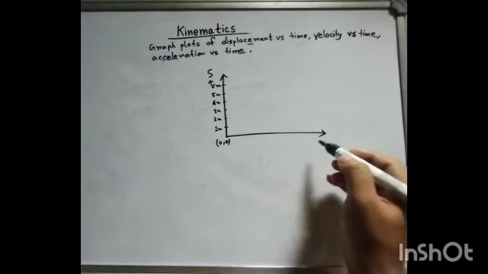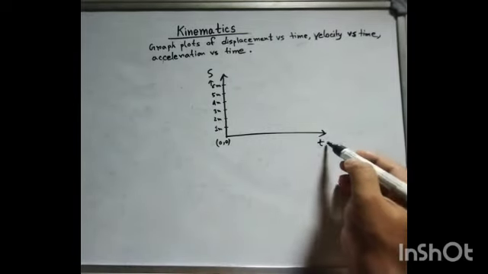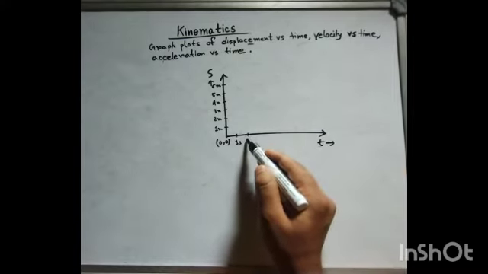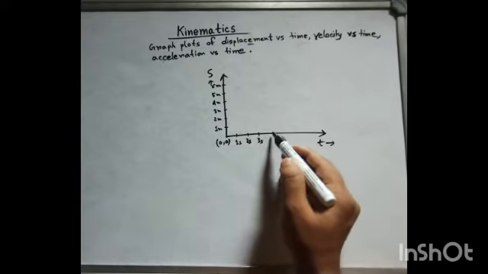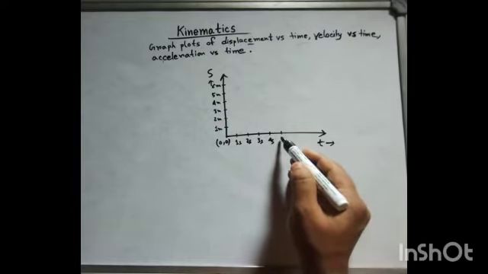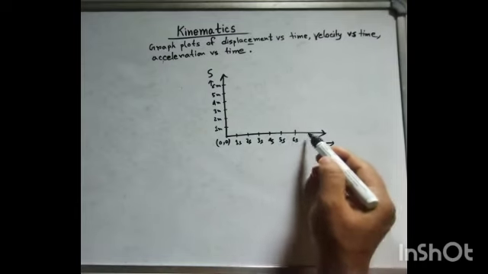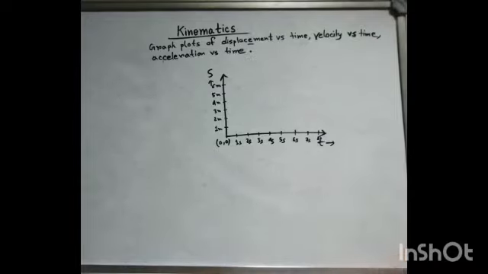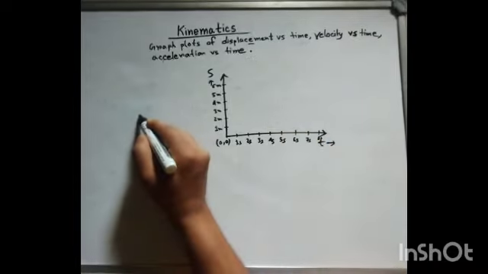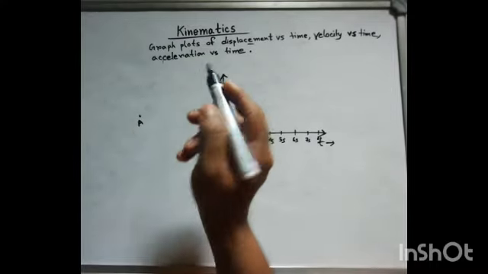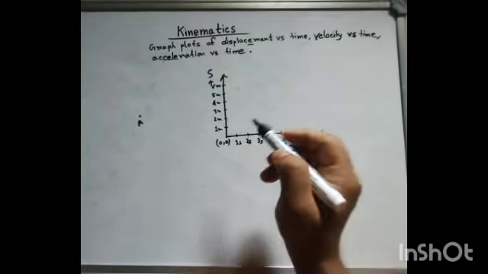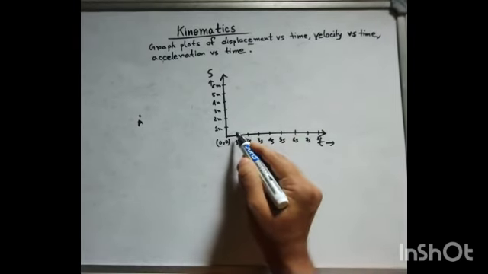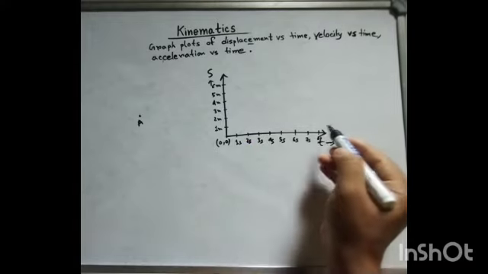And there in the x-axis we will represent time. So suppose this is 1 second, this is 2 seconds, this is 3 seconds, this is 4 seconds, this is 5 seconds, 6 seconds, 7 seconds, 8 seconds, and so on. So suppose I am standing at point A and with time I am not moving. So time is going on, but my displacement is 0. So the graph will be the x-axis itself.